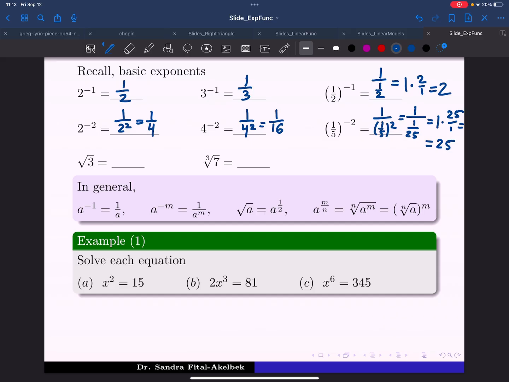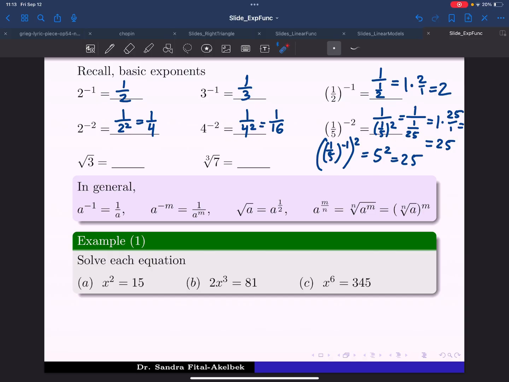We can simply say that this is 1/5 to negative 1 and then to the power 2. So this would be 5 to the power 2, which is 25. As I said before, negative exponent, you just flip the fraction. So that's going to be 5 over 1, which is 5.